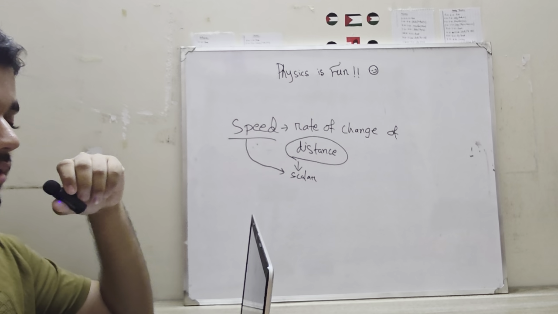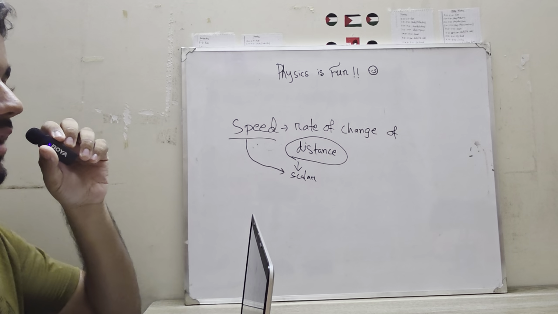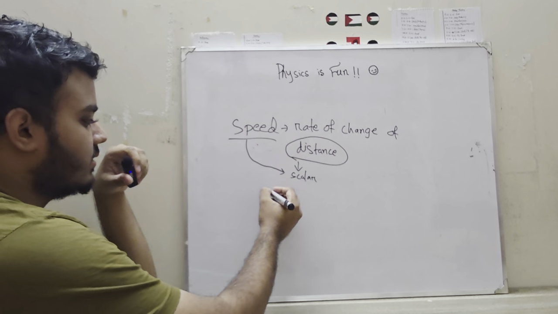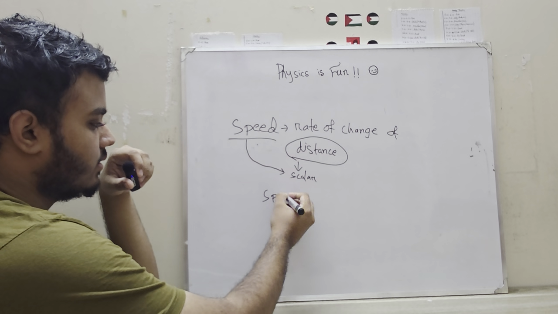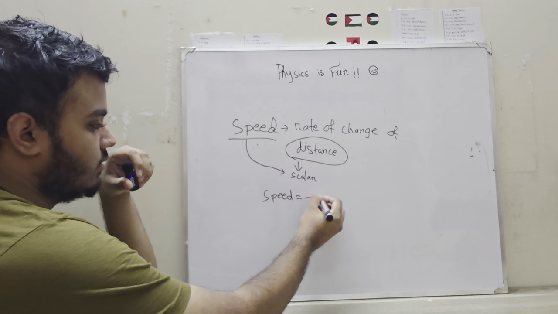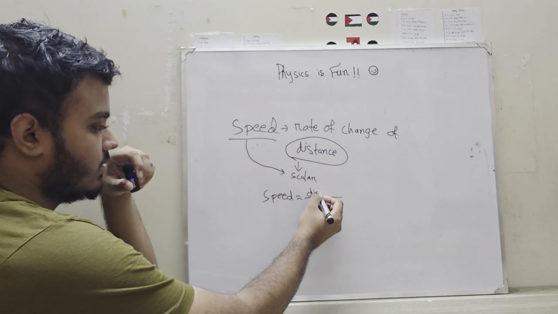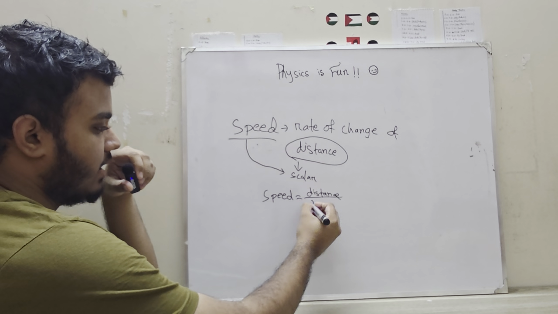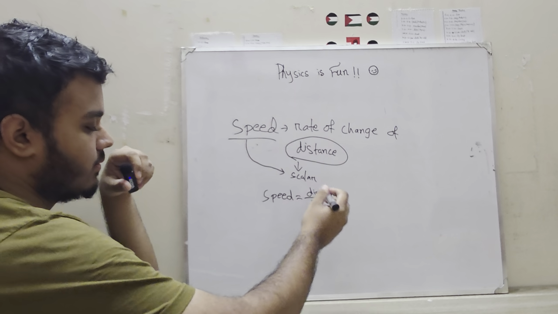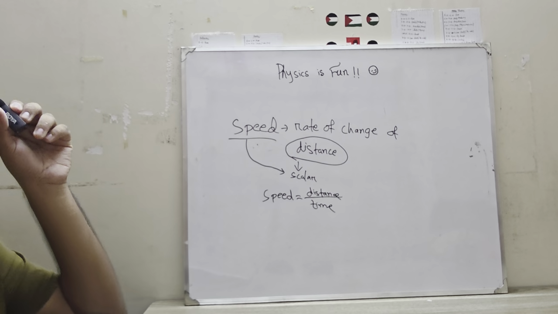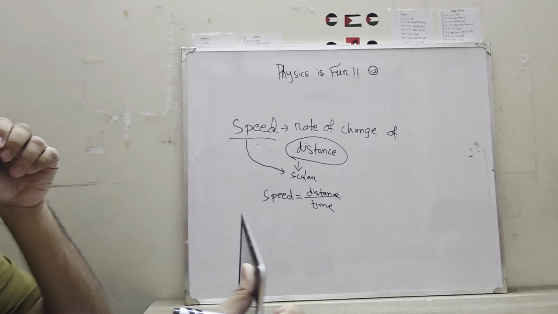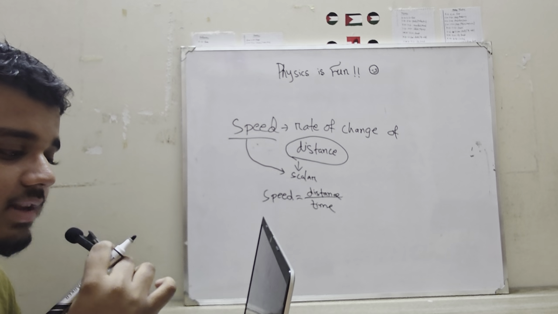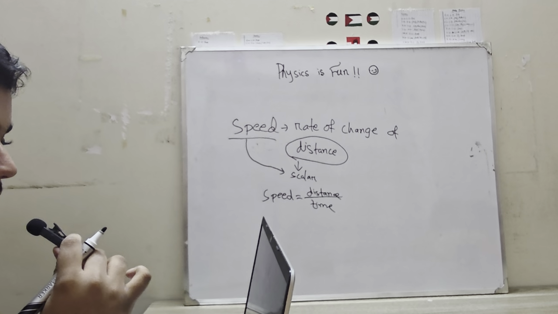So now let's move on to how we find speed. The formula for speed is speed equals distance by time. So when we divide the distance by the time taken, that's the speed.